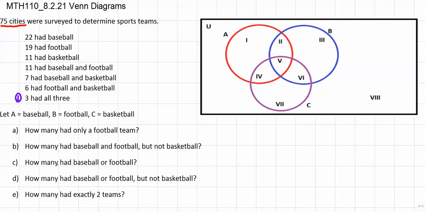3 had all 3. That means the intersection of the 3 sets will be right there, and there are 3 cities contained in that particular set.